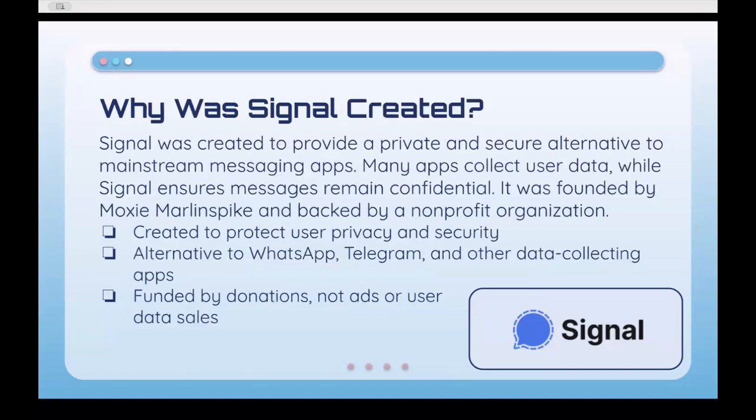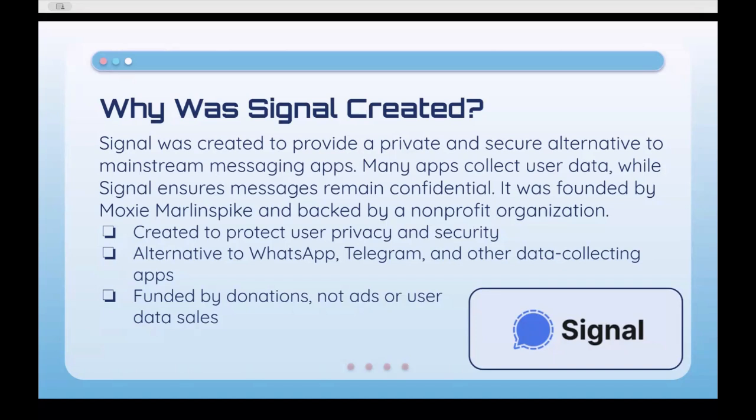Now, why was Signal created? Well, Signal was created to provide a private and secure alternative to mainstream messaging apps. Many apps collect user data, such as alternatives like WhatsApp, Telegram, or even iMessage can collect data in some sense in order to try and learn more about the user. But on the other hand, Signal ensures messages remain confidential.